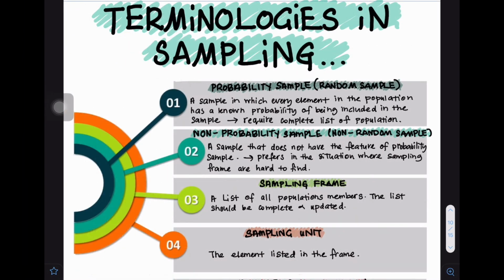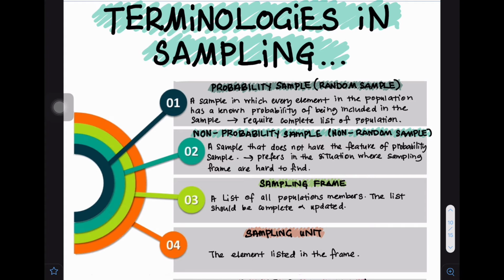We want to see a few terminologies in sampling. Terminologies in sampling ni is actually the terms yang mungkin kita akan jumpa dalam sampling. A few terms. The first one is probability sample or random sample. So what is the probability sample? Probability sample is a sample in which every element in the population has a known probability of being included in the sample. Okay, it requires a complete list of the population.